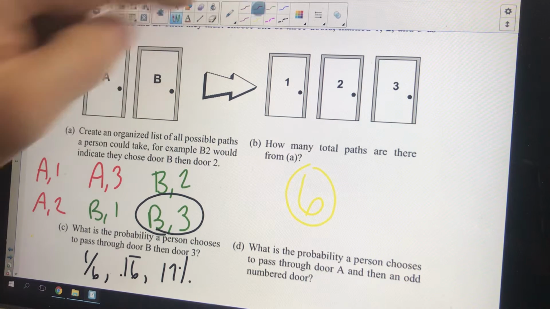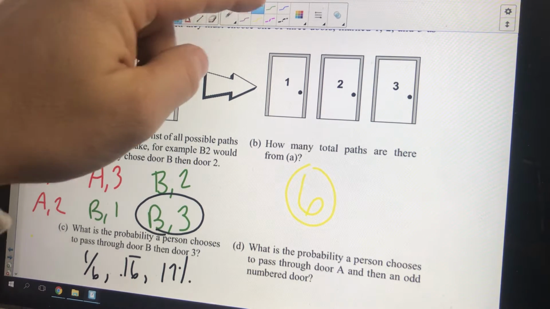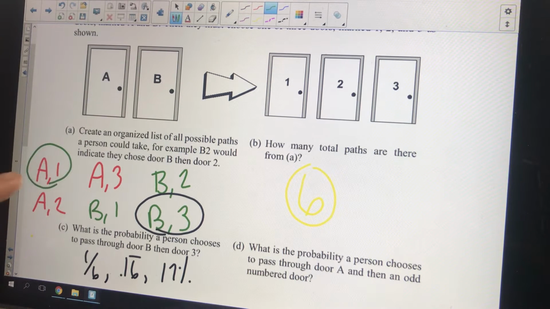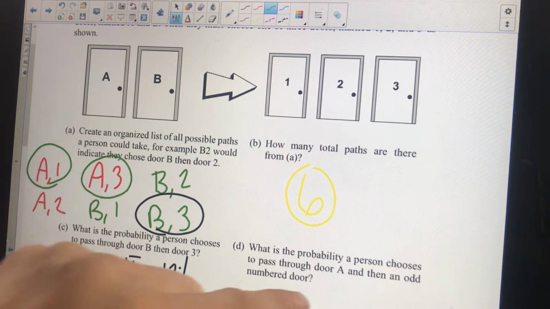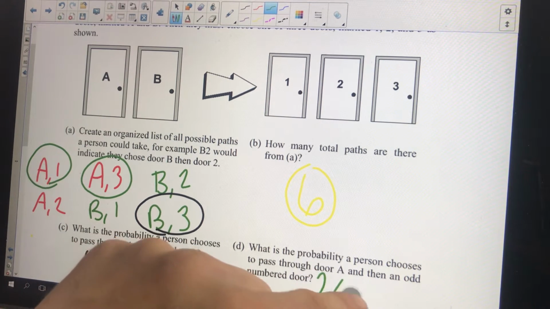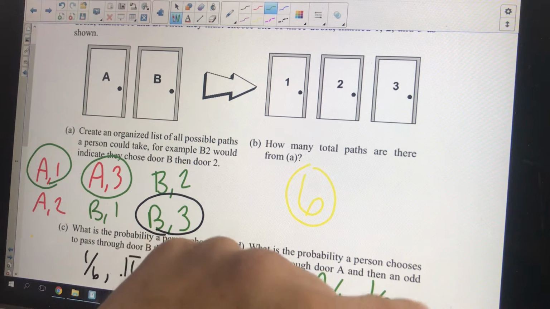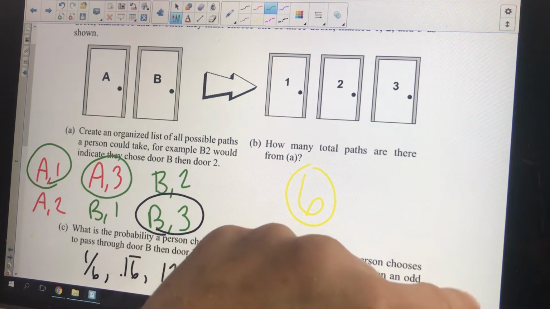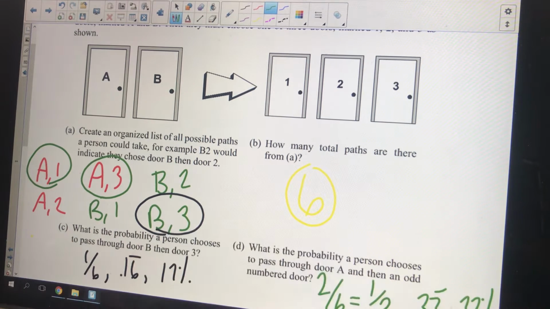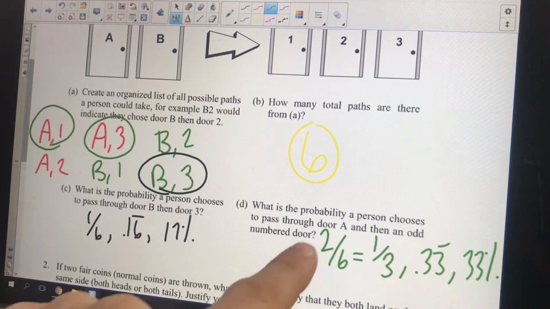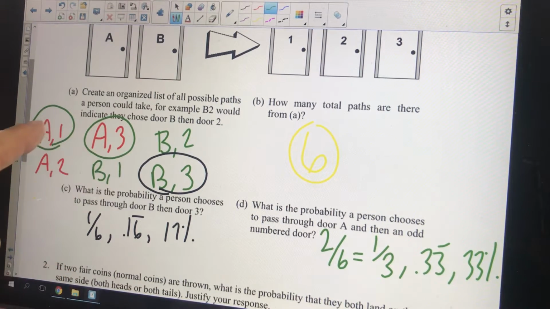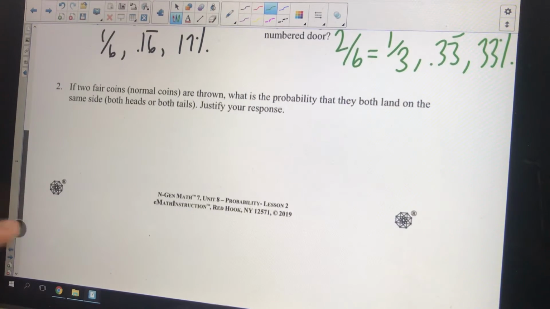What is the probability that a person chooses to pass through door A and then an odd number? Okay, so let me think about it. Door A and then an odd number. Door A and odd, that's this one. Door A and odd, no, that's even. So door A and odd. Now there's 2 out of 6, which we can simplify to 1/3, or 0.33 repeating, or 33%. Let me adjust that so you can see my answers down there. So door A and then an odd was A1 and A3, 2 out of the 6 options.